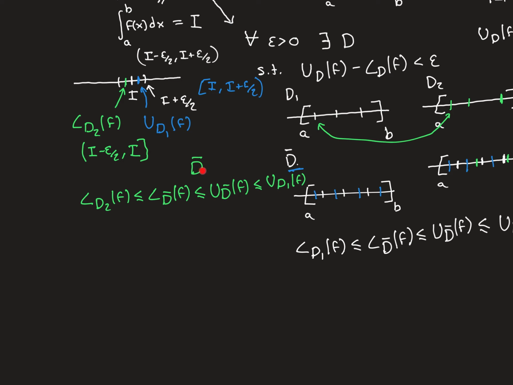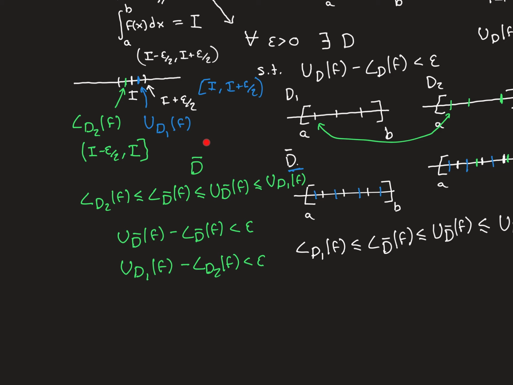So now we have one dissection, and we know now that the difference between the upper Riemann sum over this refined dissection and the lower Riemann sum is going to be less than epsilon. So upper Riemann sum over D bar minus the lower Riemann sum over D bar is going to be less than epsilon, because we knew that the difference between the upper Riemann sum over D1 and the lower Riemann sum over D2 was less than epsilon, because they were both inside this epsilon over 2 interval around I.